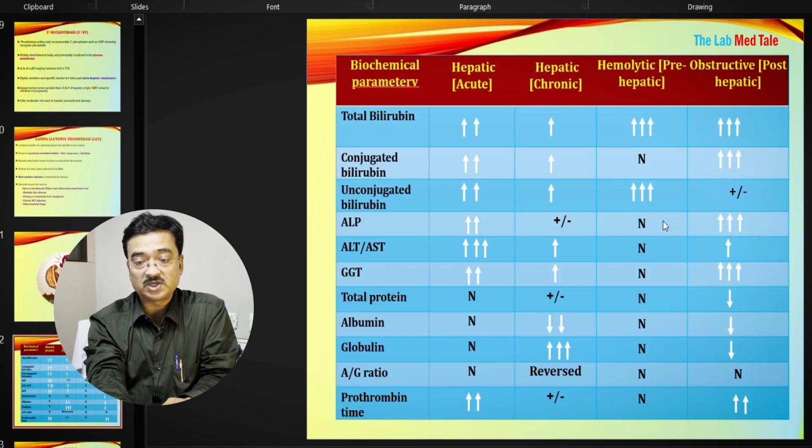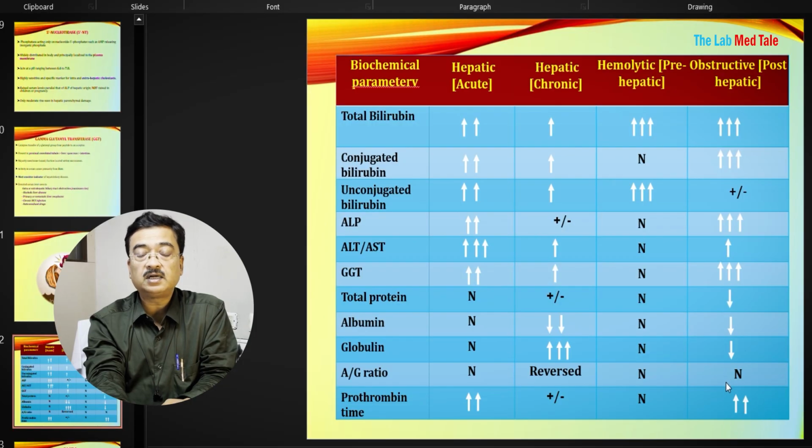This is another one, obstructive jaundice or hepatitis. What happens in this case is that total bilirubin is raised and most of it is conjugated bilirubin. And there will be a sharp rise of alkaline phosphatase and GGT. You may get a reduction of all of them, or may not. The AG ratio usually remains normal. Prothrombin time will be high.